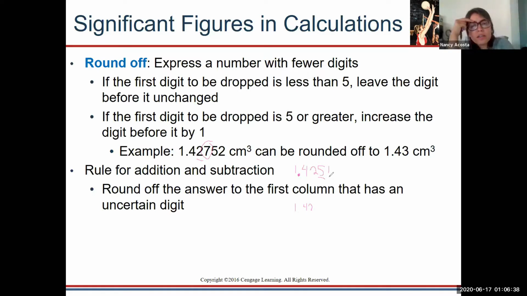Wait, if you're rounding down, then why is it 1.42 still? Well, you're not rounding down. You're leaving it alone, so you're not changing it. Staying the same number. You said round down, so I was like, what? Sorry, it's habit. Okay. Piece of cake.